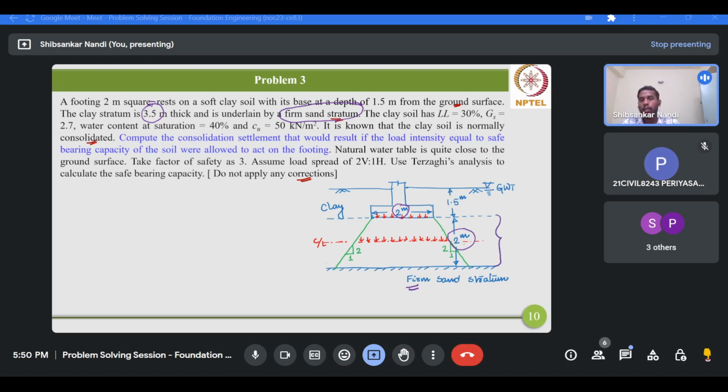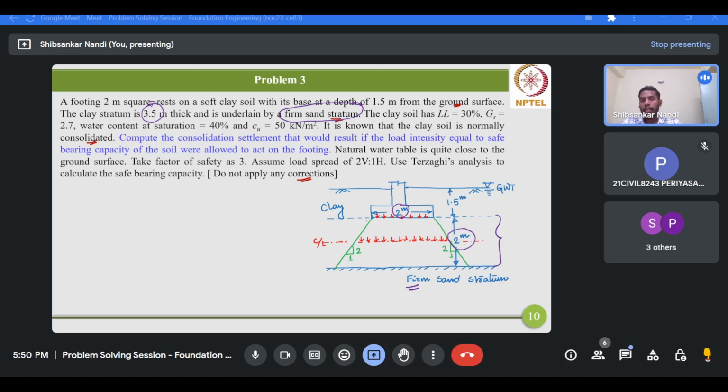Though the total thickness of the clay stratum is 3.5 meter, since the foundation is placed at a depth of 1.5 meter from the ground surface, only this part will be impacted, because the foundation load starts spreading from the foundation level.